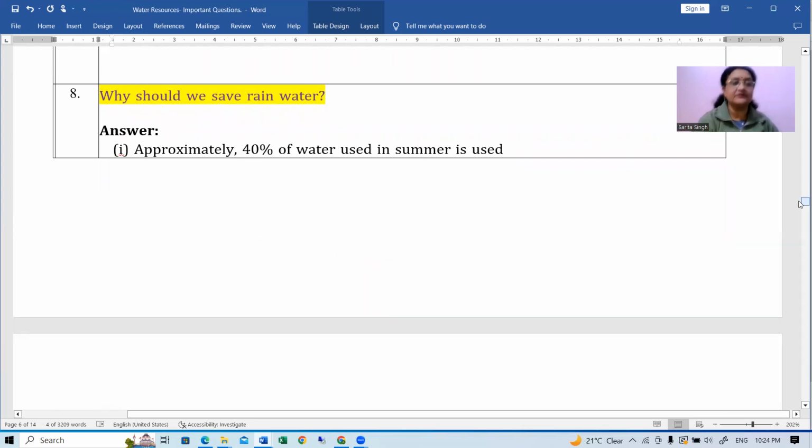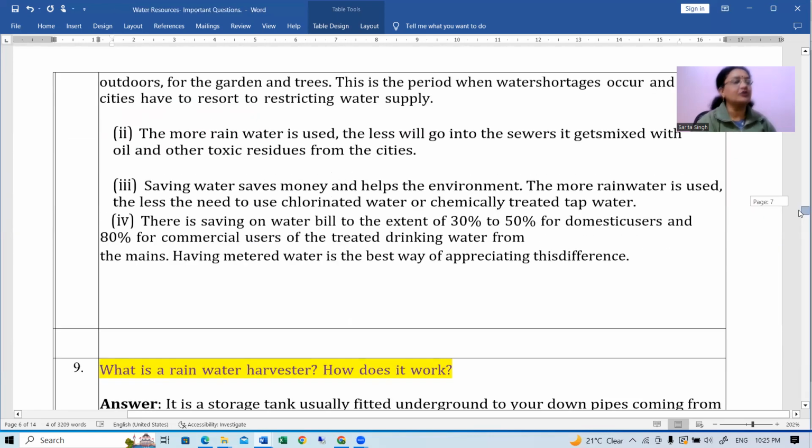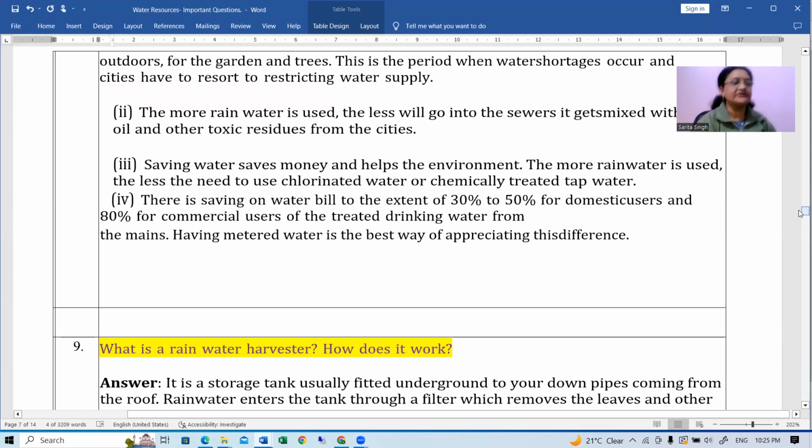What is the need to conserve water? For that, you should keep in mind one thing. Approximately 40% of the water used in summer is used outdoors, for the garden, trees, and all. This is the period when water shortages occur, and cities have to actually search for some water supply, and they even restrict the total supply of water.